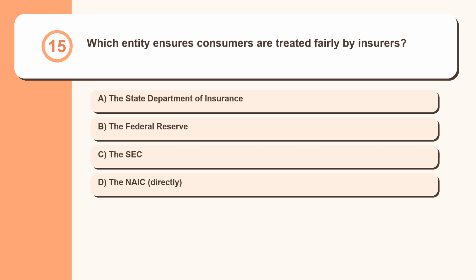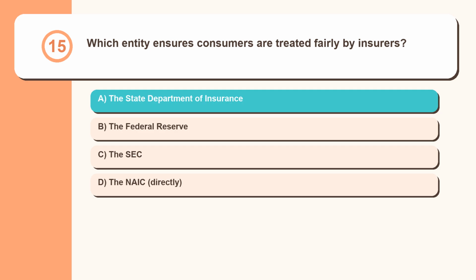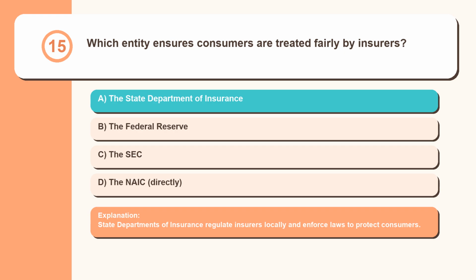Question 15. Which entity ensures consumers are treated fairly by insurers? The State Department of Insurance, the Federal Reserve, the SEC, the NAIC, directly. State departments of insurance regulate insurers locally and enforce laws to protect consumers.